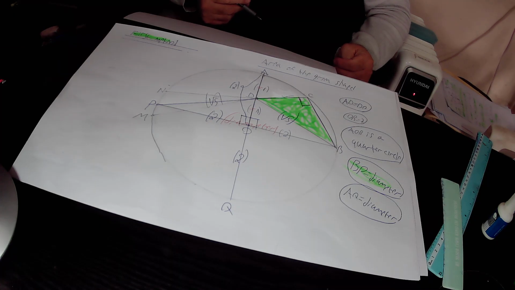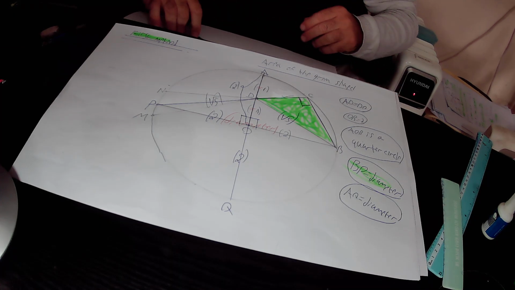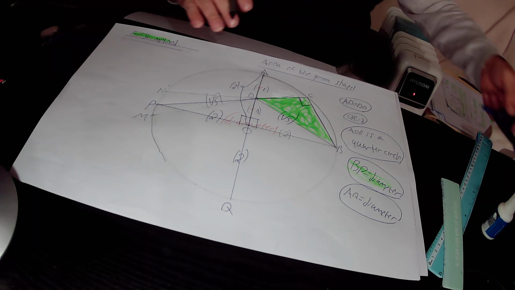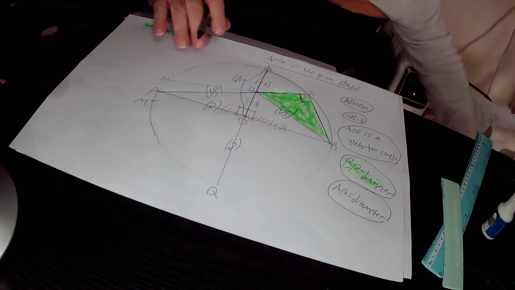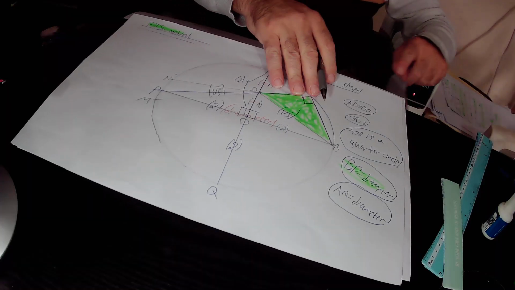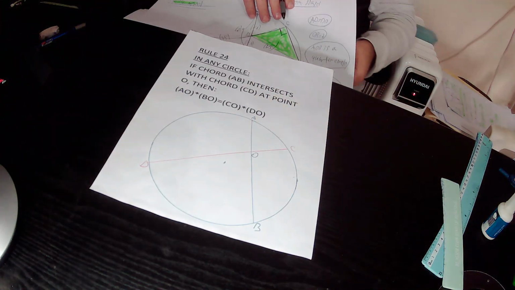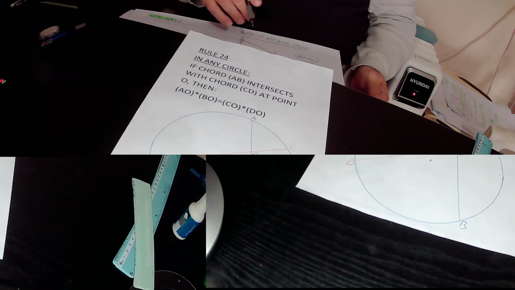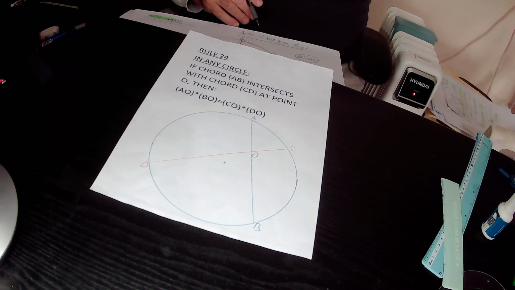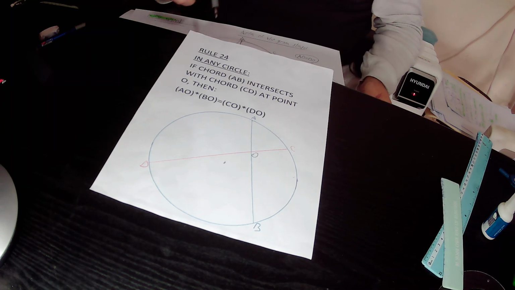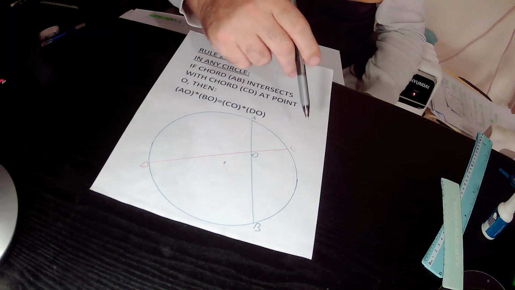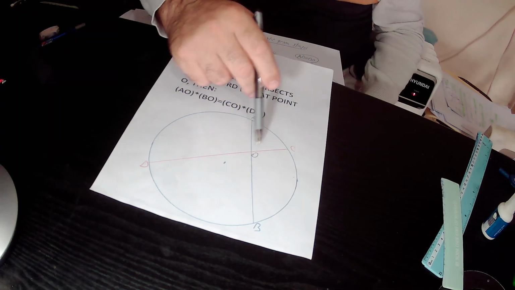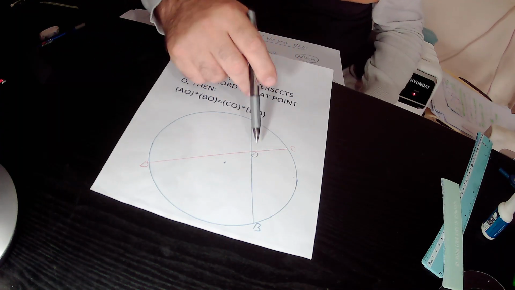So here we will implement rule 24 in our drawing. Let me quickly repeat rule 24. Rule 24 is true in any circle. In any circle, if chord AB intersects with chord CD at point O, then the following equation is true: AO times OB equals CO times OD. Again, AO times OB equals CO times OD.